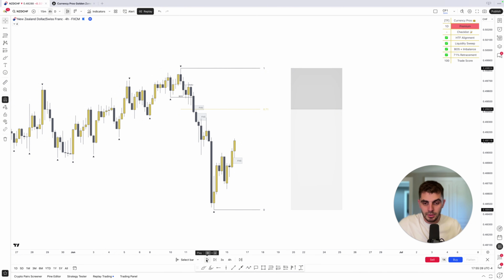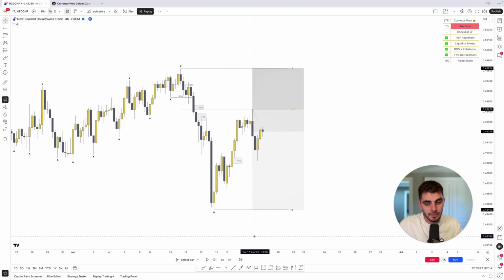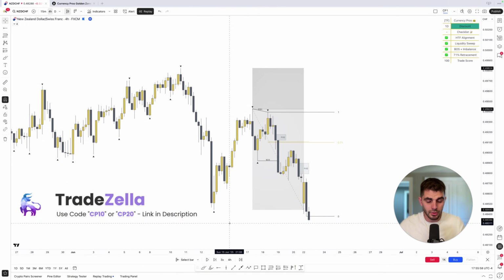And also pay close attention to how the Currency Pros indicator adapts to real-time price action. And right there, the entry would have been triggered. Instant rejection, very minimal drawdown, almost non-existent drawdown. And there we have it. So a very profitable trade, literally no drawdown.